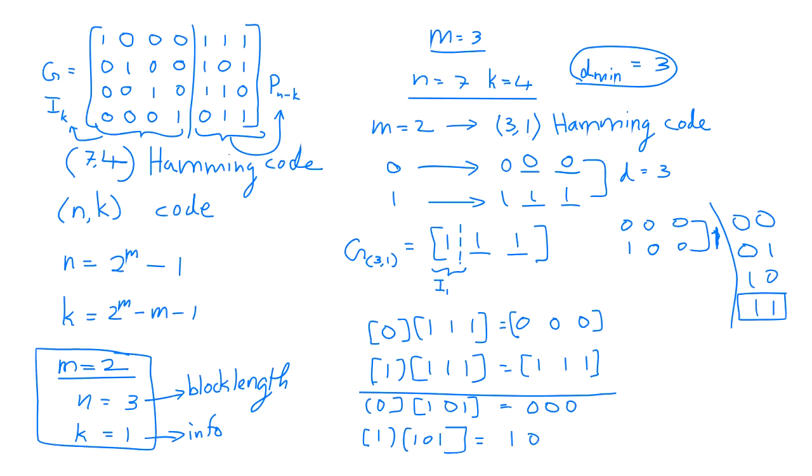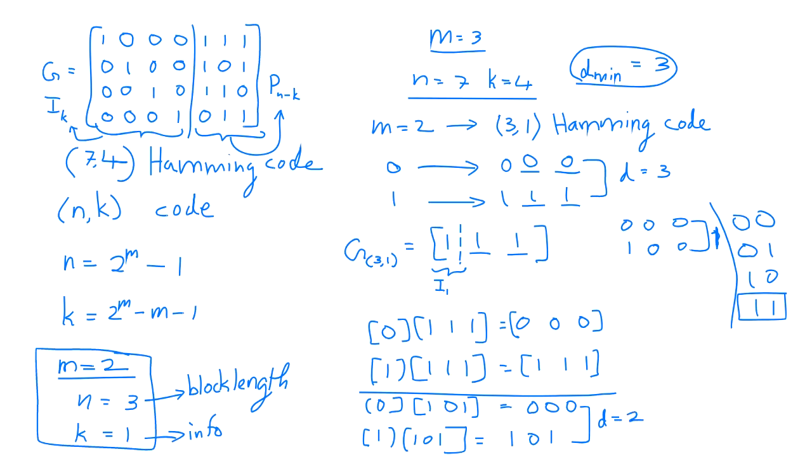If you compare the Hamming distance between these two, bit number 1 is different, bit number 3 is different, bit number 2 is the same in both, right? So bit 1 is 0 here, it's 1 here, so it's different. Bit 3 is 0 here, 1 here, so it's different. Bit 2 is 0 here and 0 here, no change. So the distance in this case is 2.